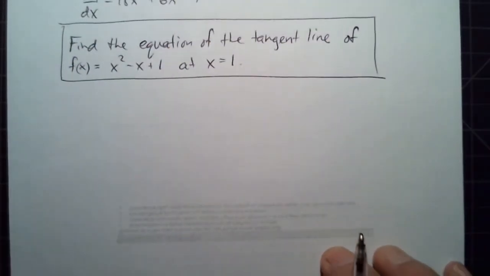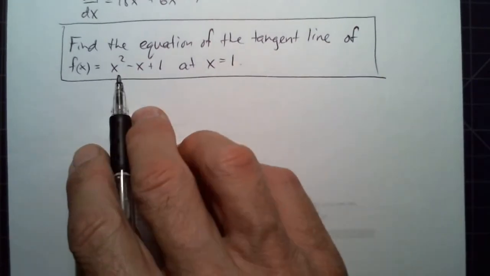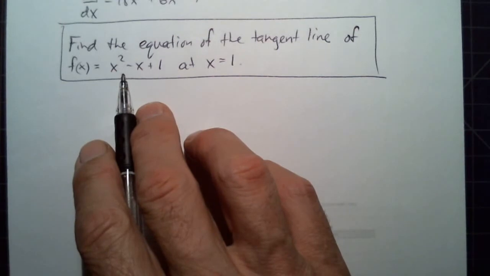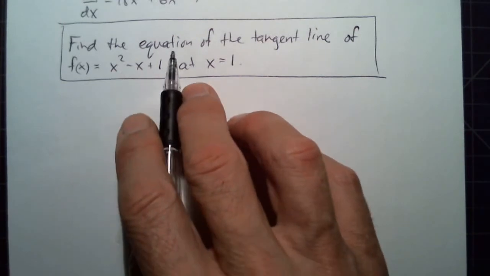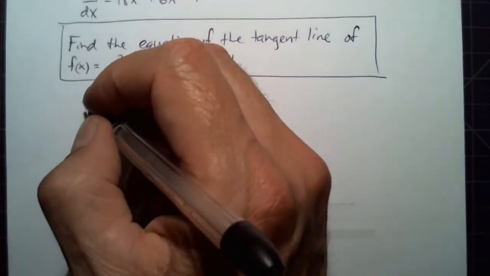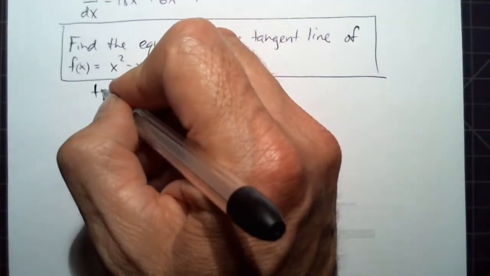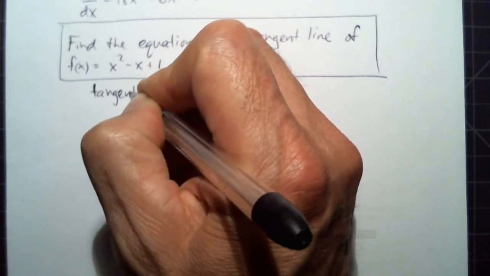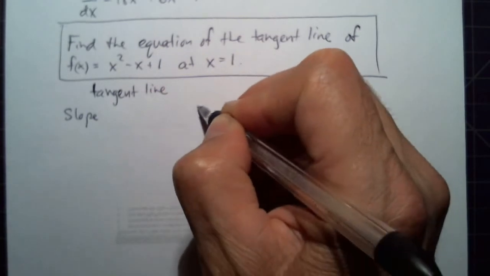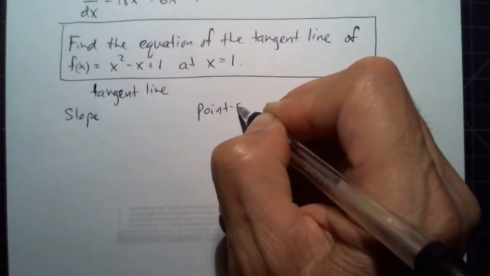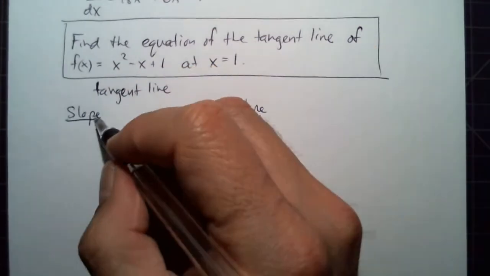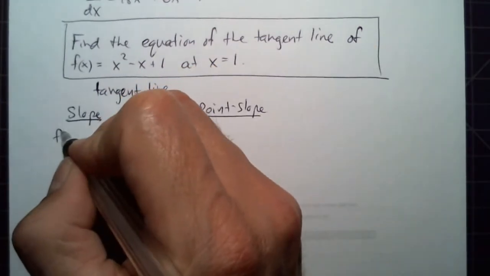Find the equation of the tangent line of this polynomial at x equals 1. So here we have a parabola. Like we saw in the beginning, we're going to find the equation of the tangent line, not just the slope of the tangent line. So to find a tangent line, we need to know the slope, and then we'll use the point slope formula. How do we find the slope of a tangent line? We use the derivative.